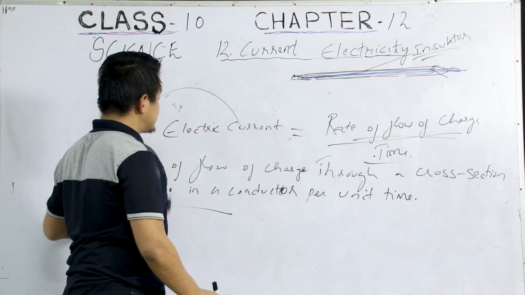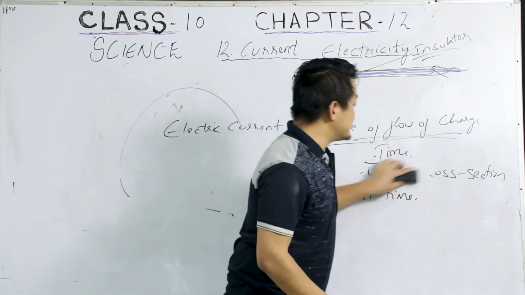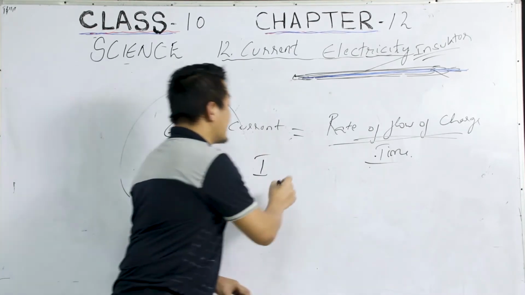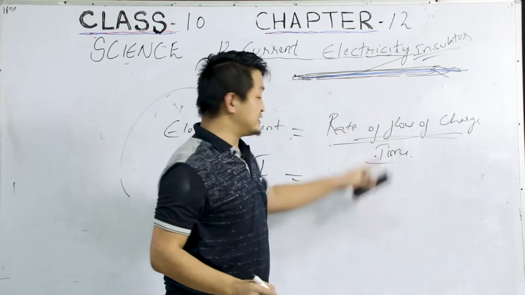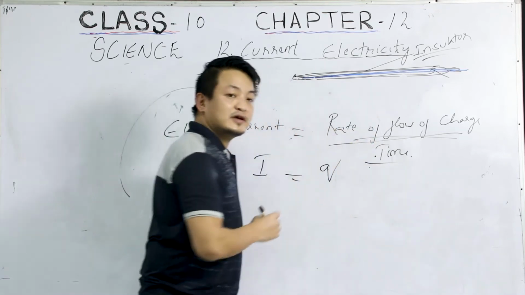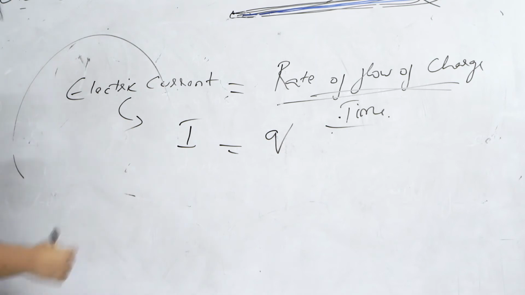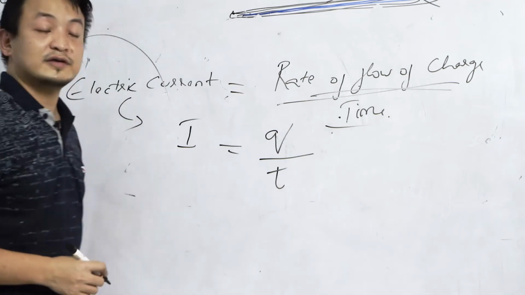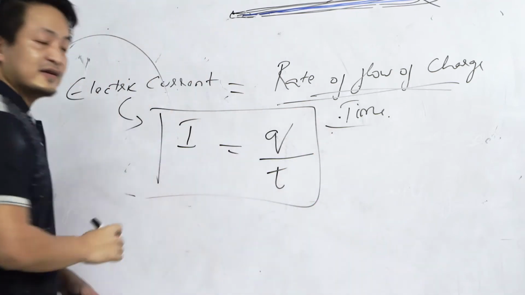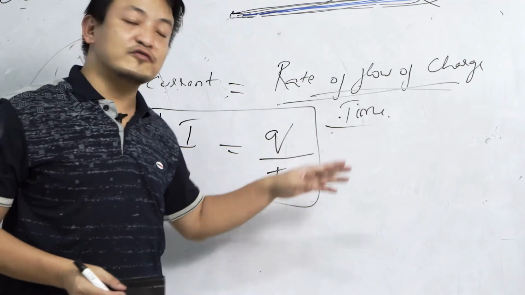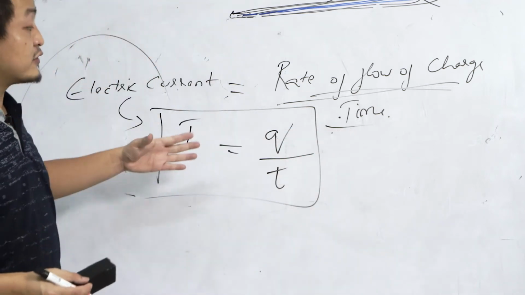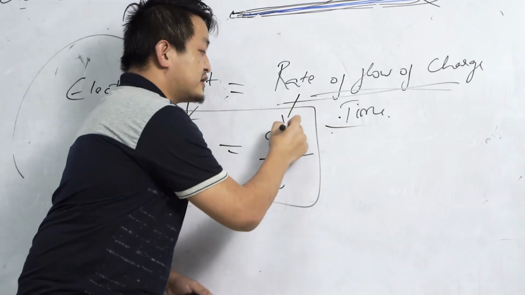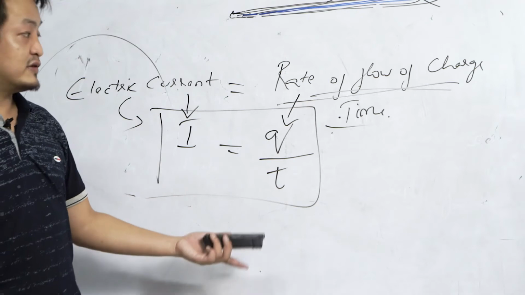Now students, electric current, like I have said, is represented by I. And charge is represented by Q. Time is T. So this is how it is represented. When you see the textbook, you will find I, Q, T and so on, so don't get confused. I means electric current, Q means charge, T means time. That you all know.